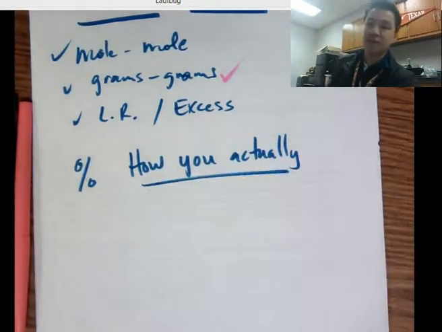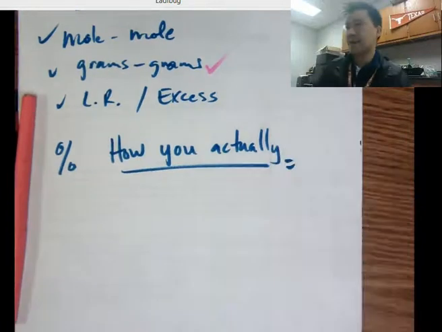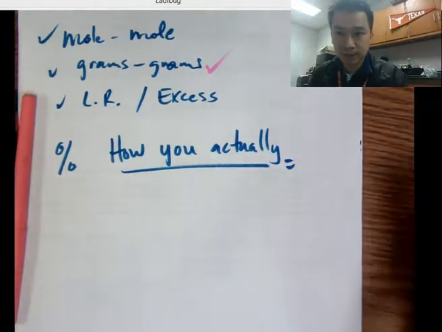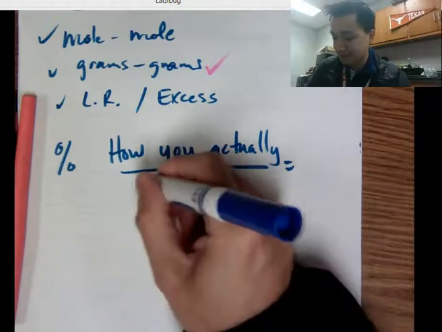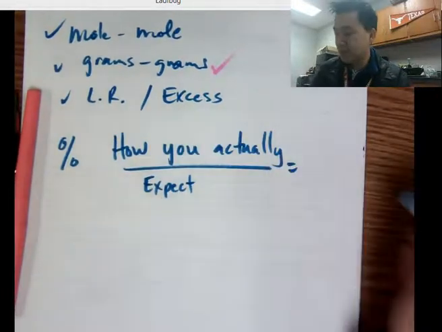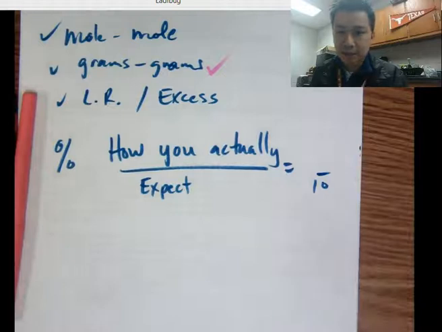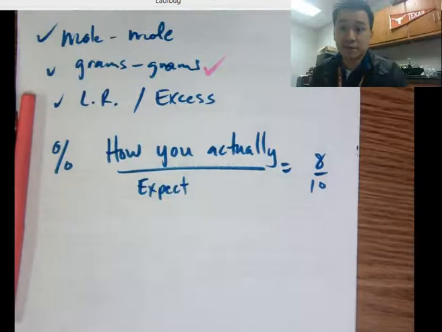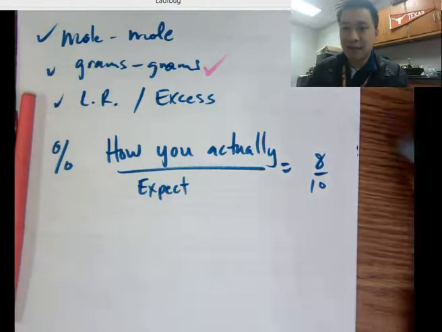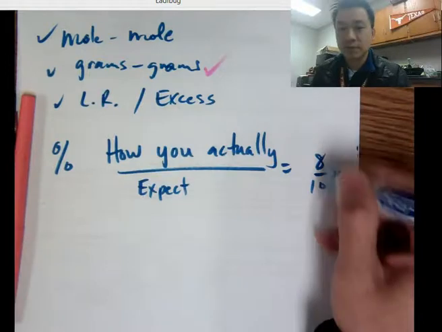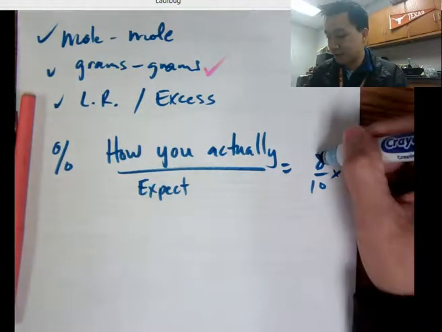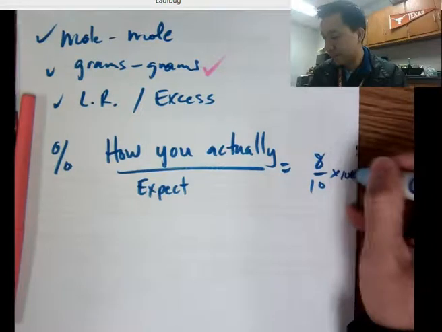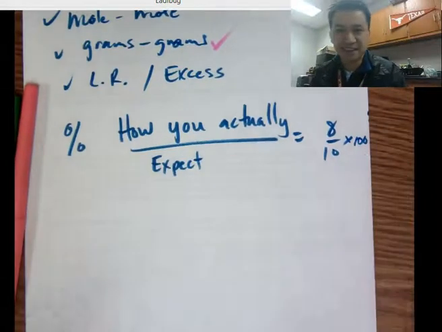Because, for example, if we have enough ingredients to make 10 s'mores, we expect 10 s'mores, correct? And somehow, some way, we only made 8. Because what happens to some ingredients? Maybe we dropped something. Maybe somebody ate some of the ingredients along the way. It happens. So then the percent yield is how much we actually get over what we expect. So it's 8 divided by 10 times 100.